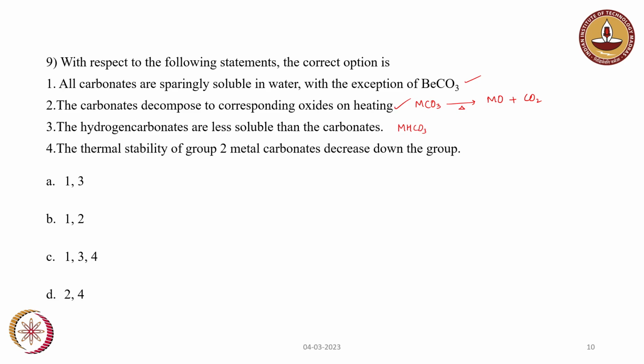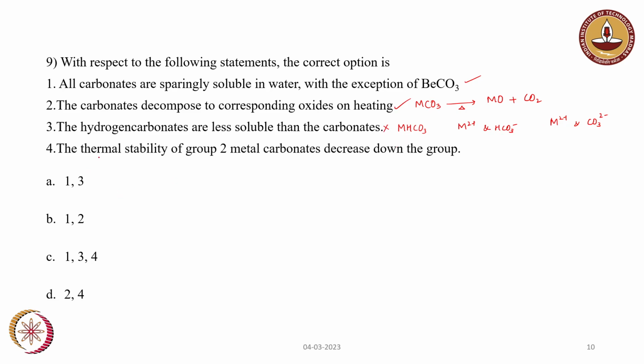So they are highly soluble compared to carbonate because they can decompose to M2+ and HCO3- easily compared to M2+ and CO3 2-. So this decomposition is more favored compared to this one. So this one is highly soluble. So this statement is false.